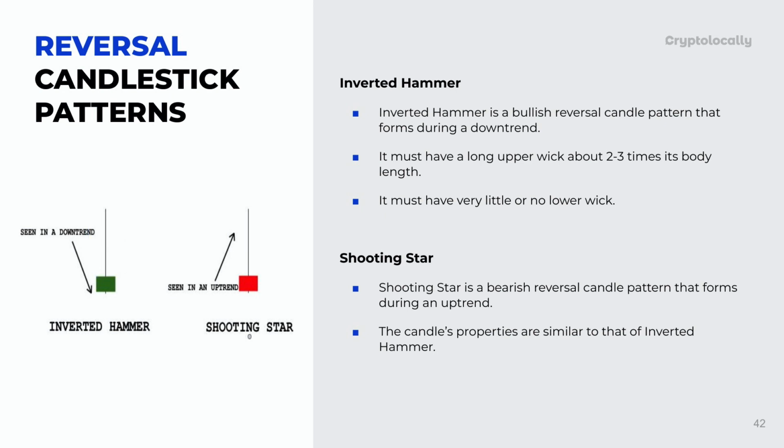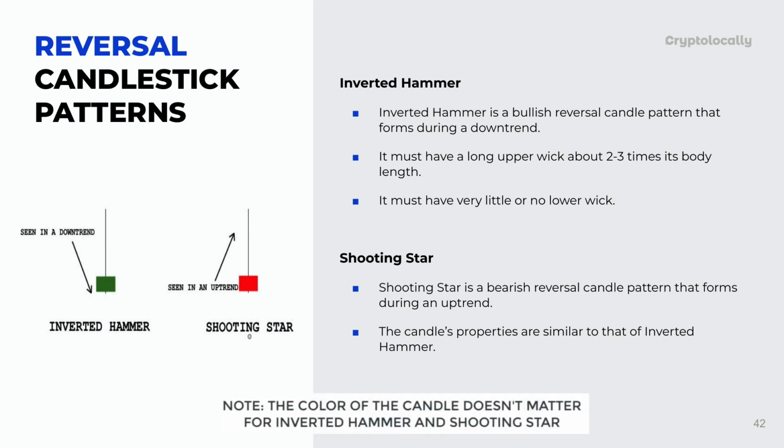But when you see something like this in an uptrend, it is called shooting star. They both have the same properties, but where you see them is the major difference. So when you see a shooting star in an uptrend, it means we will soon be having a downtrend in the nearest future. So when you see it, remember it is just a reversal candlestick pattern. So I hope you understand what inverted hammer and shooting star are.